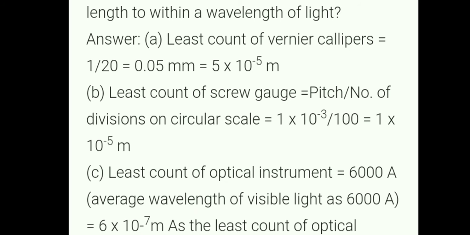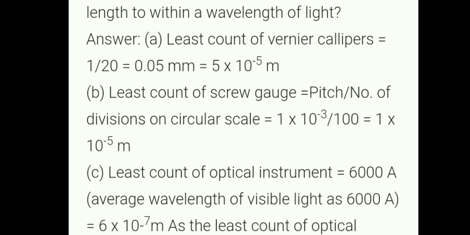So come to the vernier scale. The formula to calculate the least count of the vernier scale is 1 divided by the total number of divisions on the sliding scale. These are 20, which is already given. So the least count of the vernier scale will be 1 upon 20, that is equal to 0.05 mm, that is equal to 5 into 10 to the power minus 5 meter. Now this is the least count of the vernier scale.